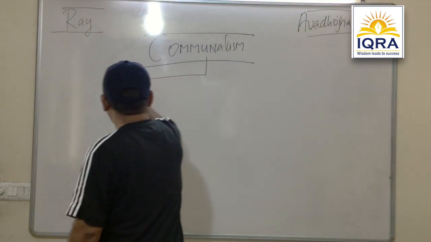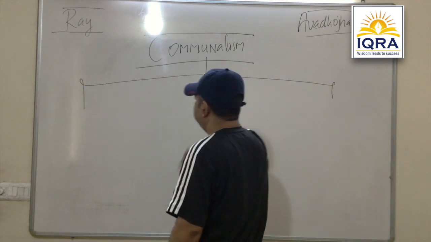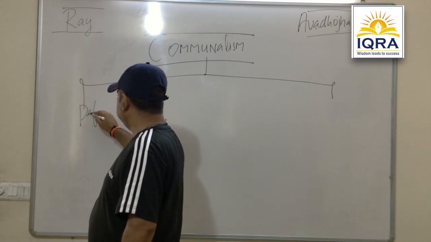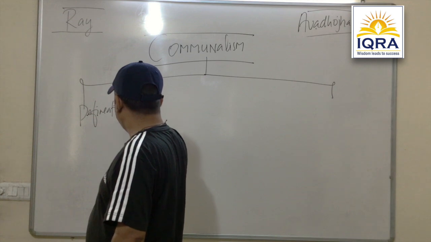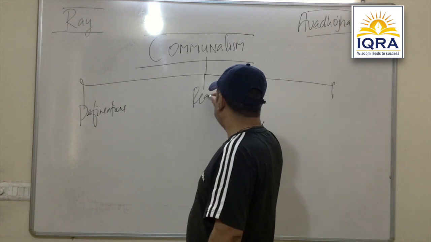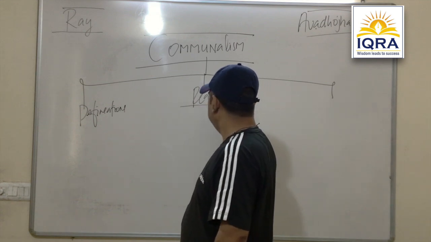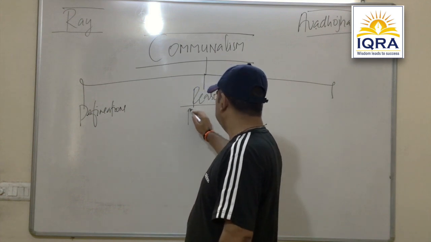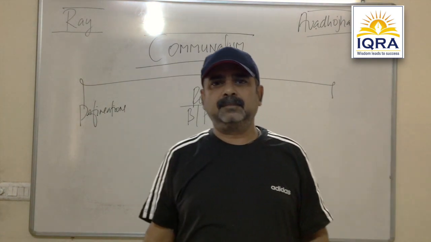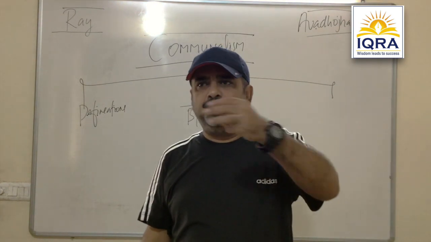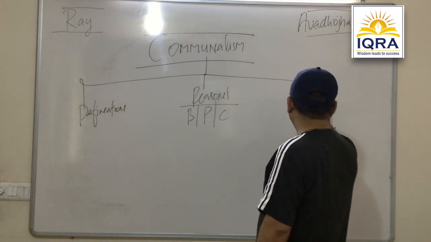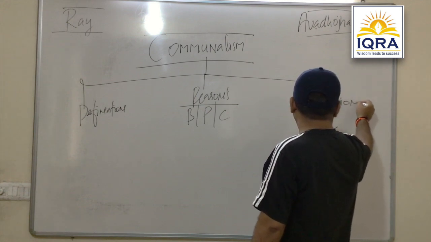We'll discuss three things, three headings under it. Definition of communalism, reasons for its birth, promotion and continuation, and third, evolution in Indian history.